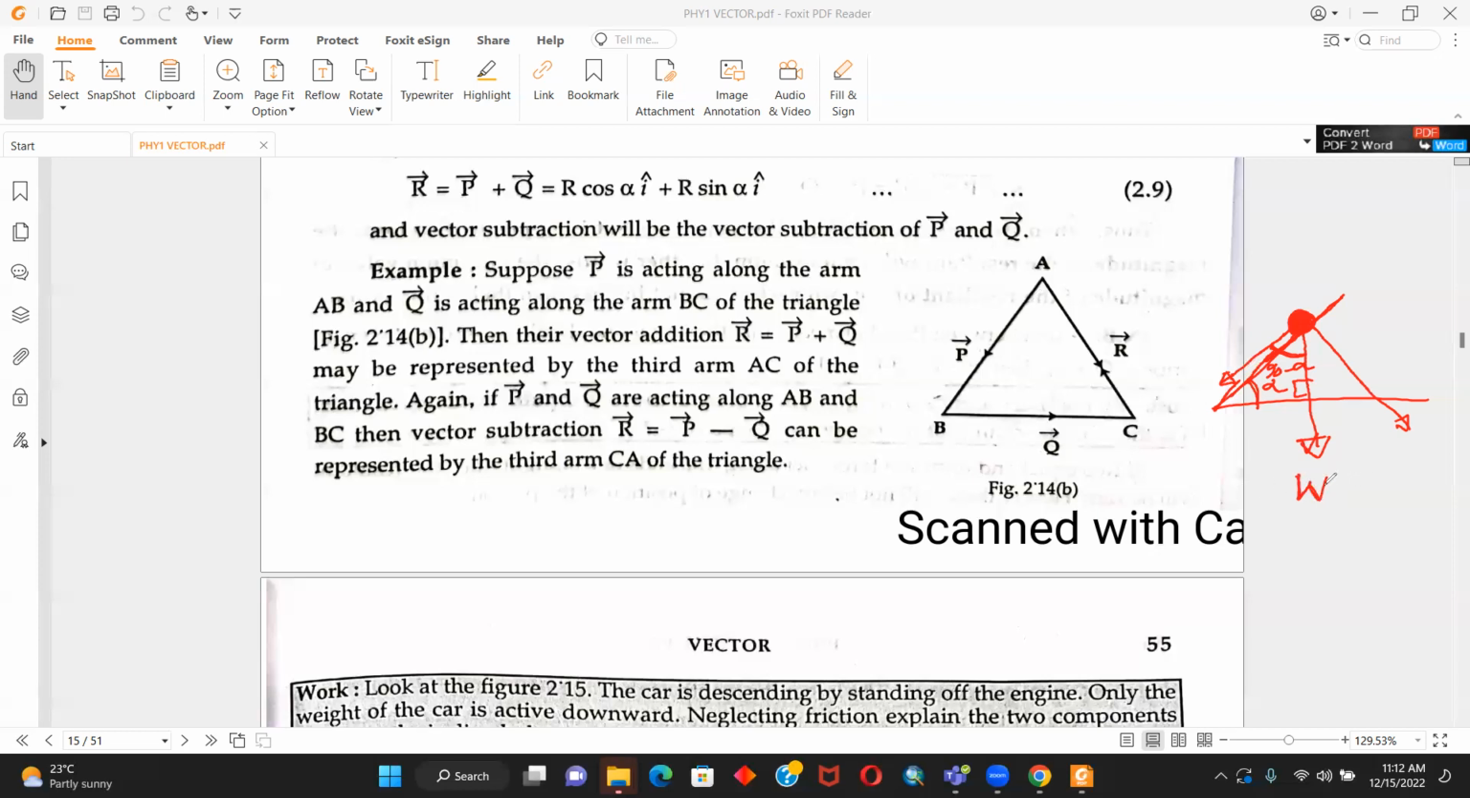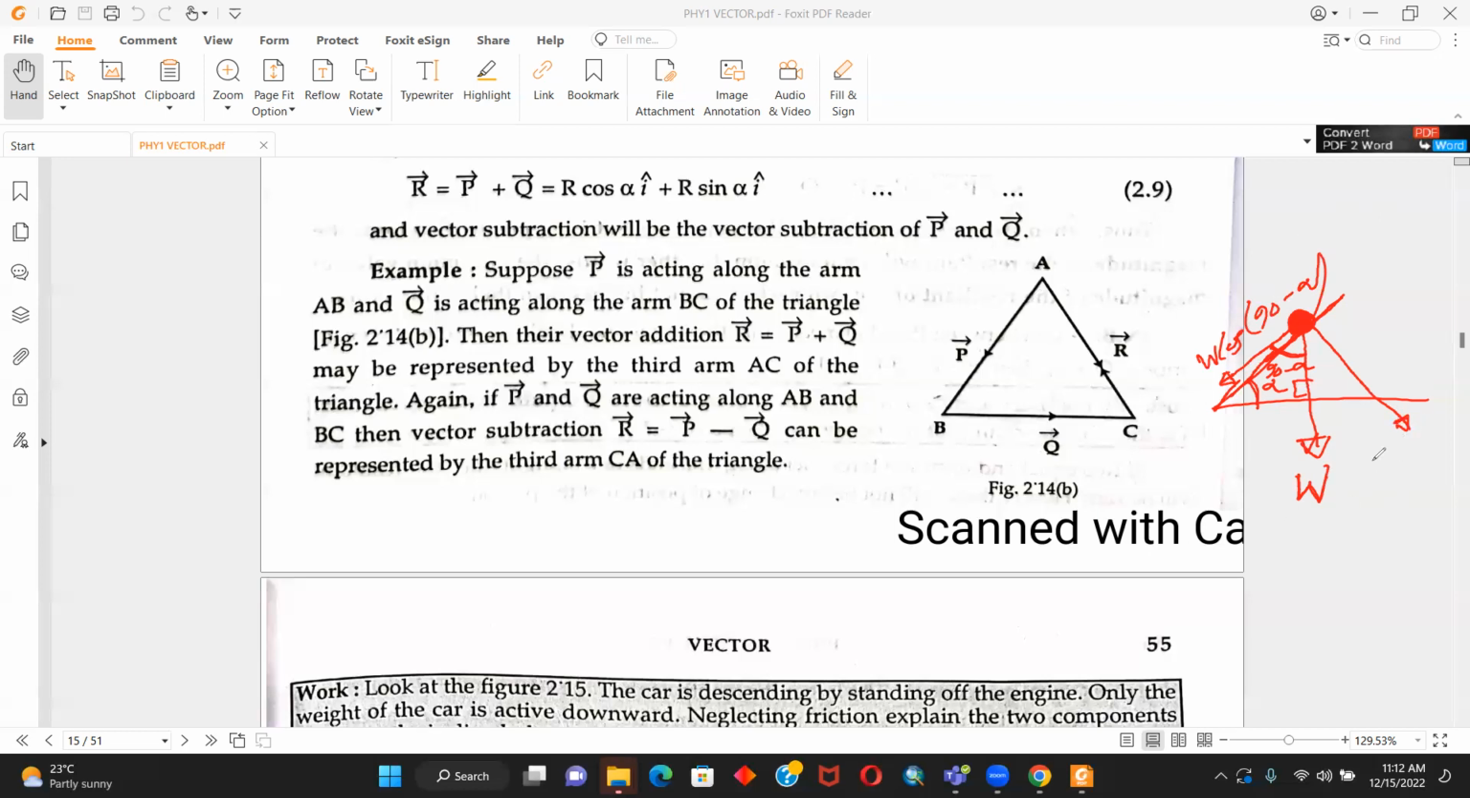Then it's W cosine 90 minus alpha. W cosine 90 minus alpha. That will turn into W sine alpha. You understand that?